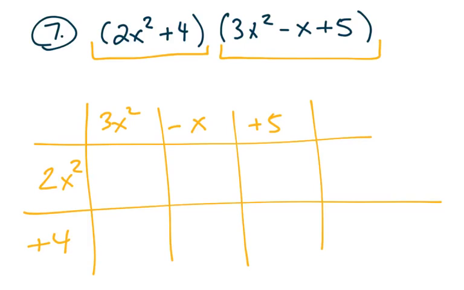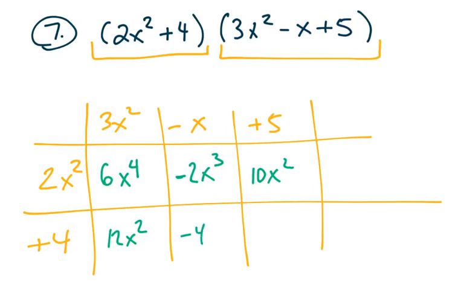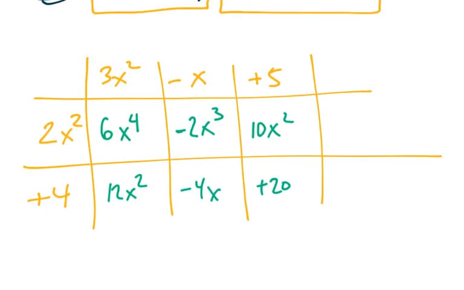wherever they meet up. So 2 times 3 is 6, x squared times x squared is x to the 4th. 2x squared times minus x is going to give me negative 2x cubed. 5 times 2x squared is 10x squared. Continuing on the bottom, it's 12x squared minus 4x plus 20. Watch the signs. And then once we're done with this, we rewrite it.